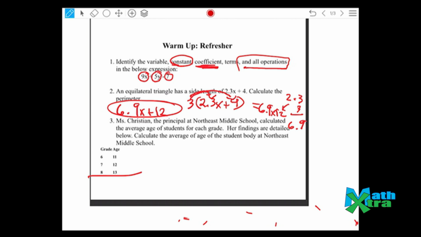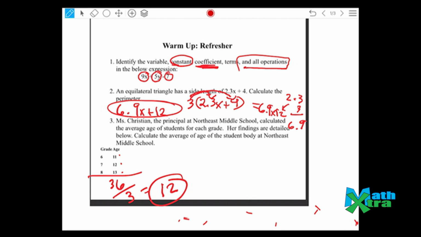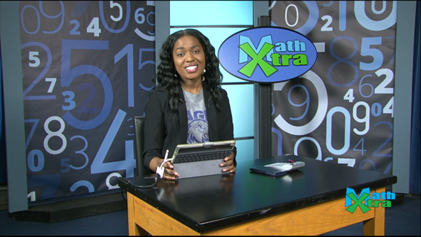We need to calculate the average, which is the sum of the numbers in our data set divided by how many numbers there are. We have 11 plus 12 plus 13. I'll take a guess. I believe that is 36. We have 3 numbers, 11, 12, and 13. 36 divided by 3 is 12. So that means the average age of the student body at Northeast Middle School is 12 years old. Okay, since we're done with our warm-up, let's take a look at our lesson.